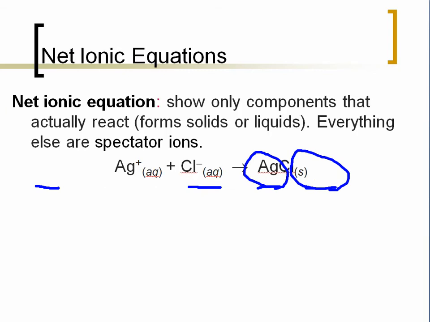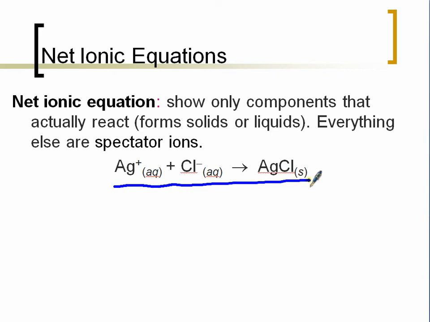The last term is called net ionic equations, and net ionics only show what's actually forming, either a solid or a liquid. Everything else are spectator ions, and we do not include them in the equations. We actually take them out. So just like the example I've been carrying through, all spectator ions are removed, and all we care about are those ones that remain behind.